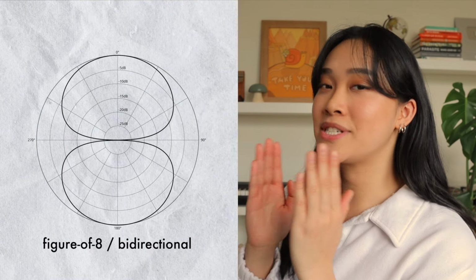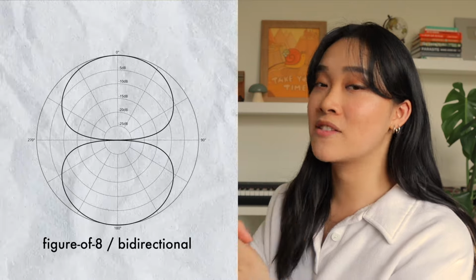Next is the figure of 8 pattern, which captures sound from the front and the back but rejects sound from the sides. This pattern is perfect for capturing a stereo image, such as in a duet or when recording two instruments that are facing each other. These are super useful in capturing the sound of a room, such as for a concert hall or a church, as they can capture sound from the front and the back. Business in the front, party in the back.